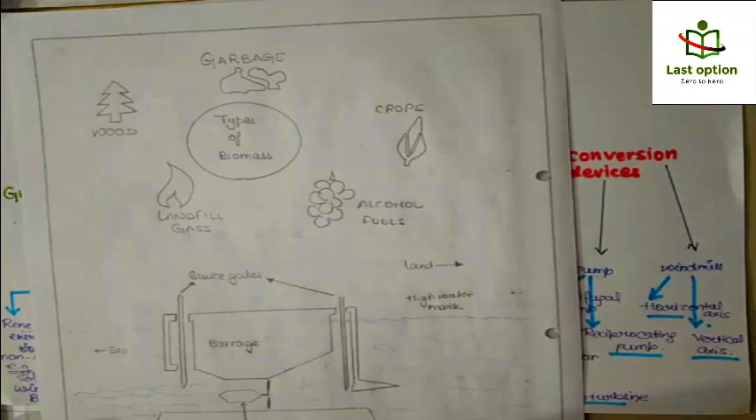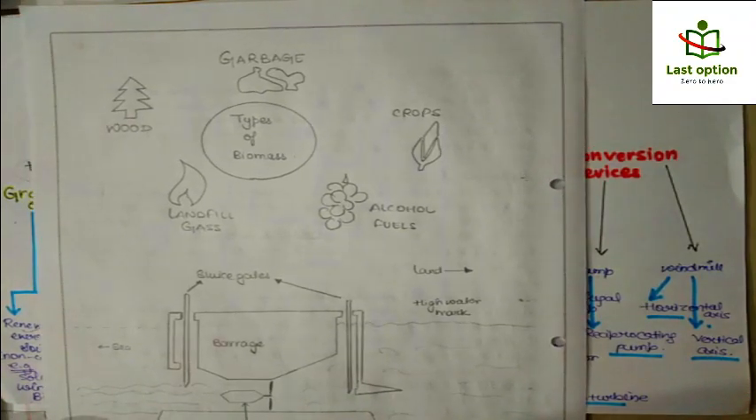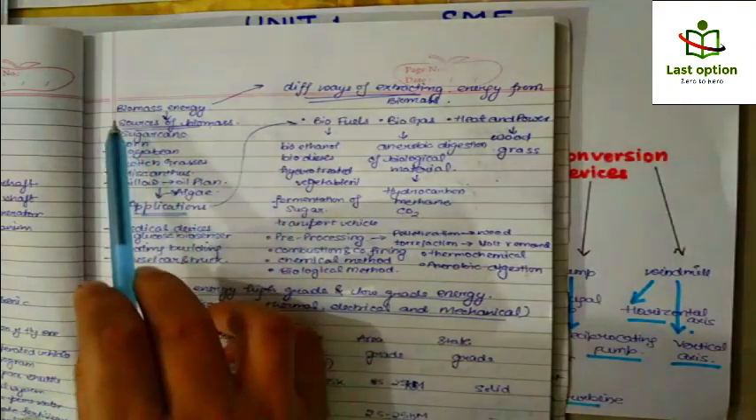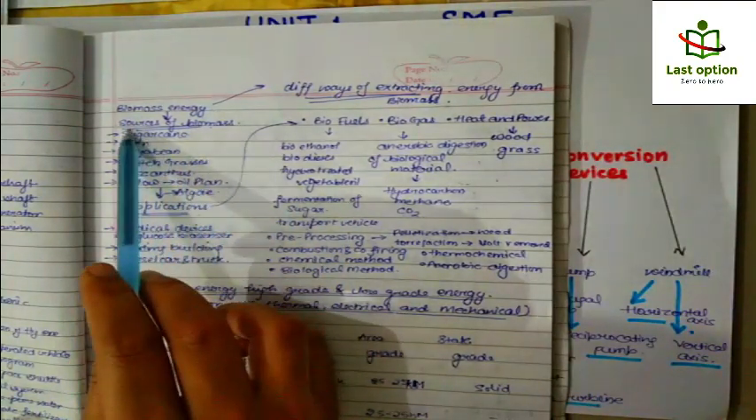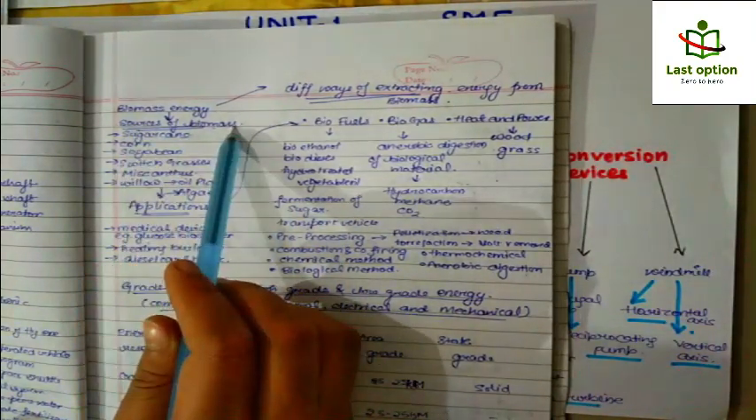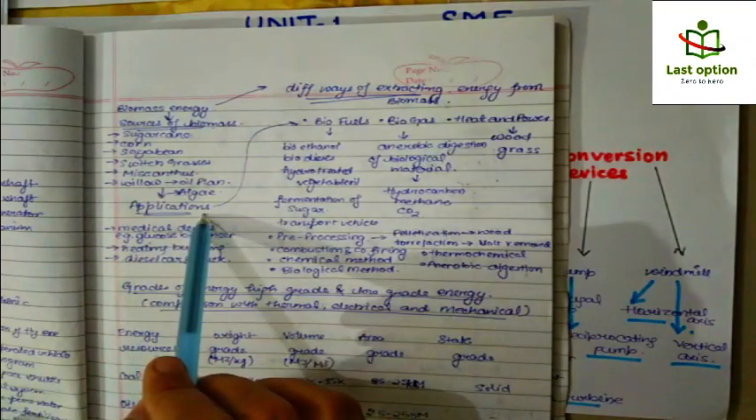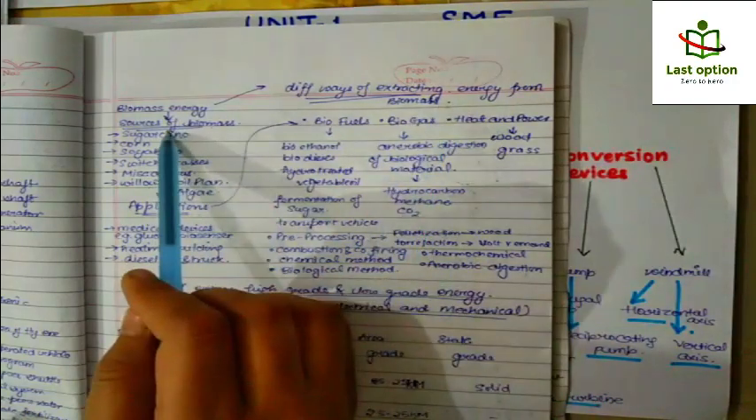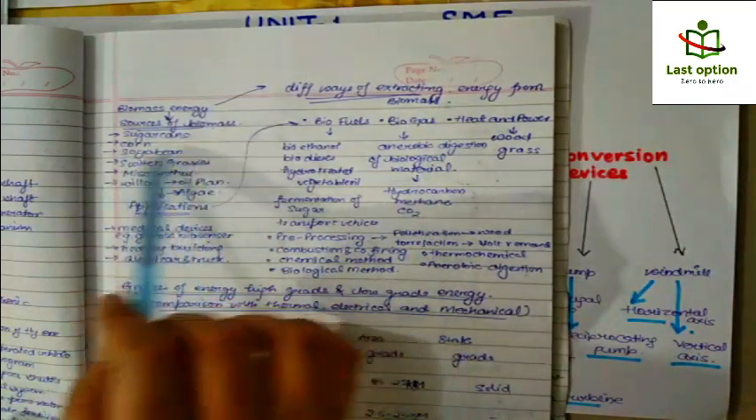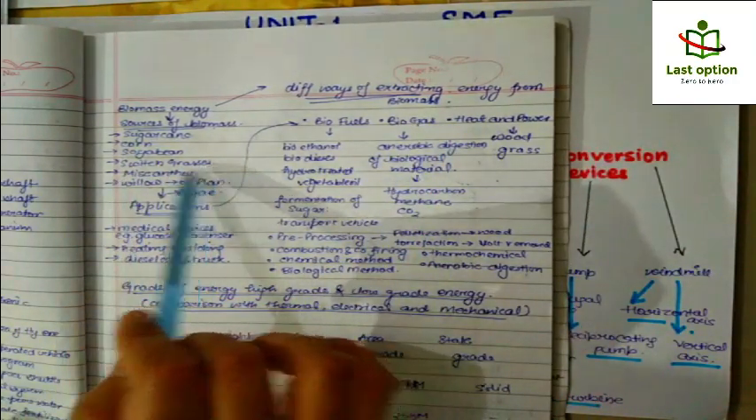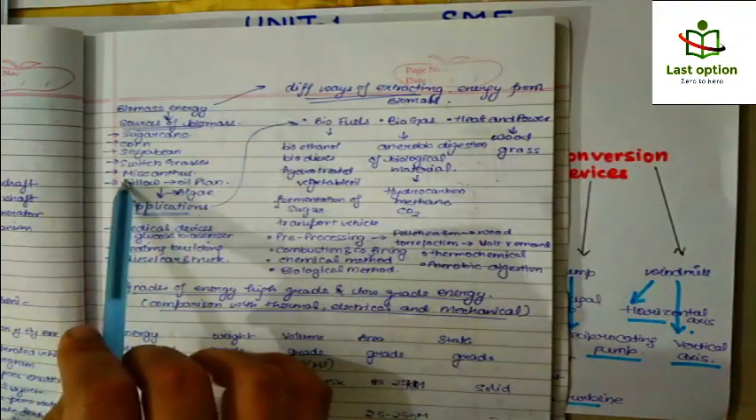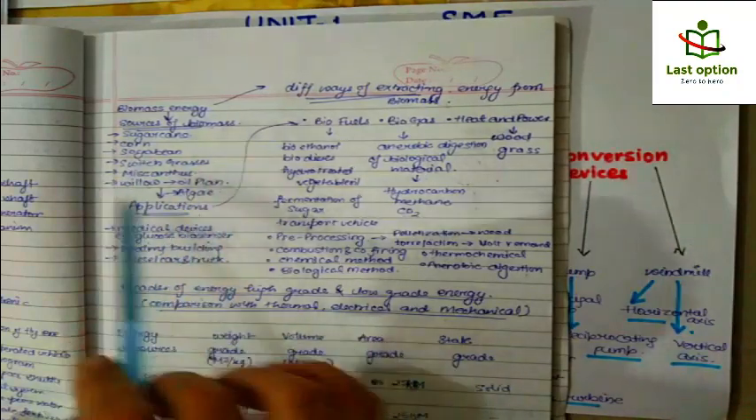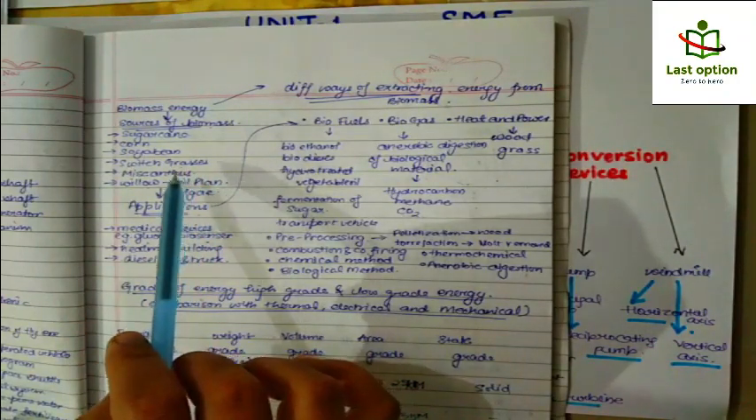Okay, so next is more about biogas. This is what I made here. For biomass energy, we have to study the sources of biomass, its applications, and different ways of extracting energy from the biomass. What are the sources? Sugarcane, corn, soya bean, switch grasses, willow, oil plants, and algae. So these are the sources of biomass energy.